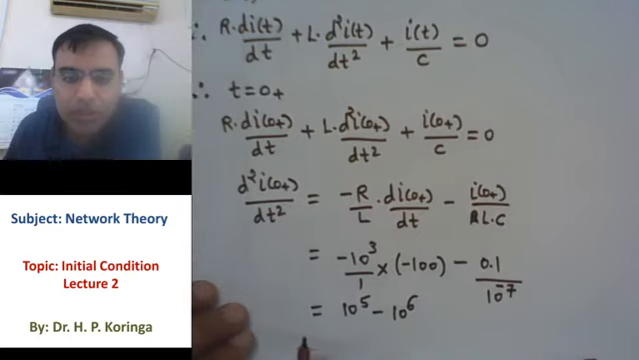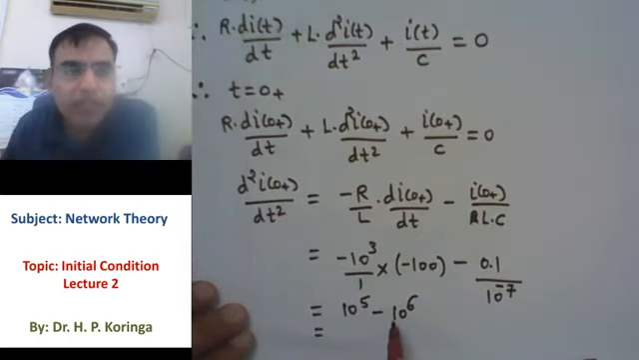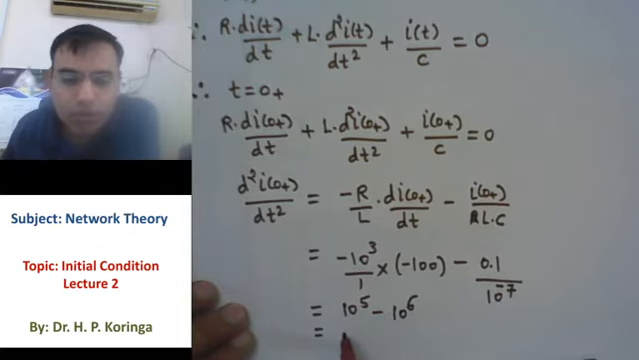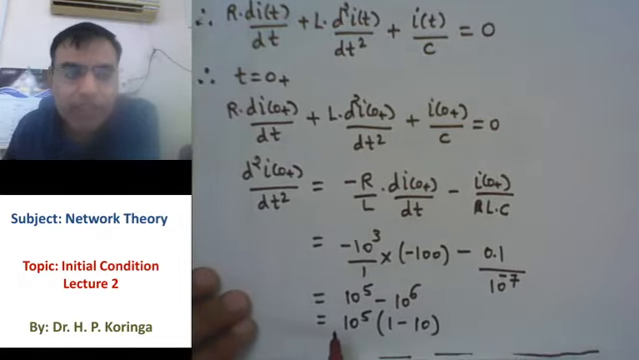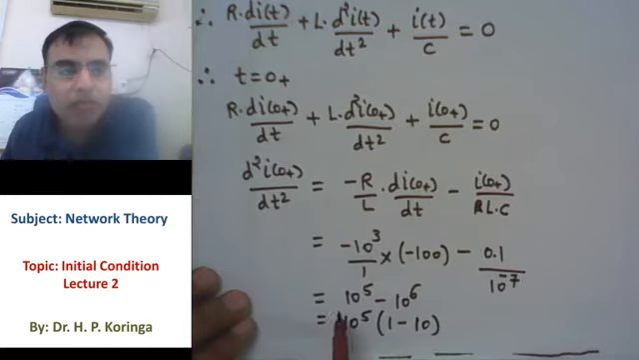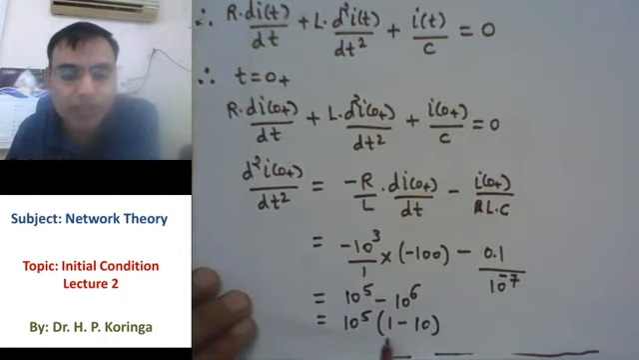Now the simplification of this is nothing but 10 raised to 5 minus 10 raised to 6. So it can be simplified by taking 10 raised to 5 common: 1 minus 10. Out of 10 raised to 6, if we take 10 raised to 5 common, the remaining is 10. So it is minus 9 into 10 raised to minus 5.